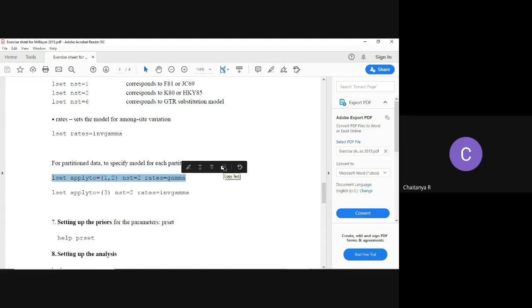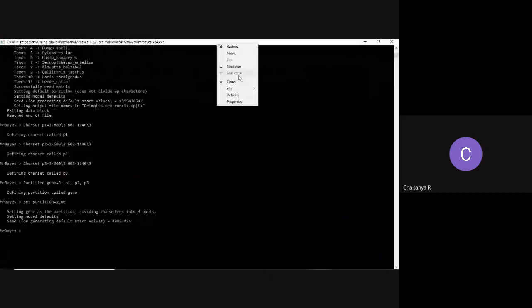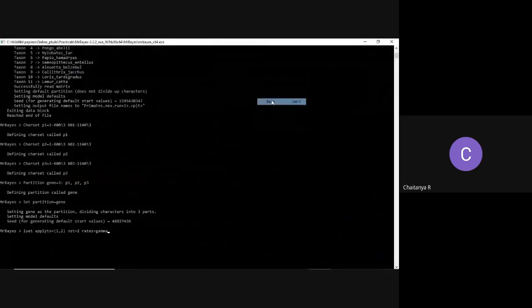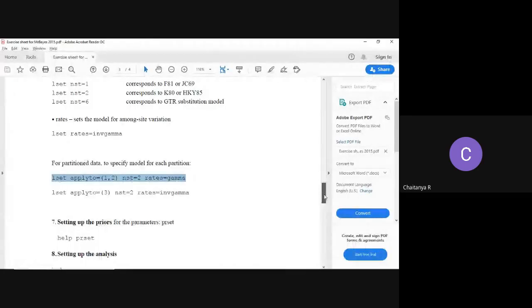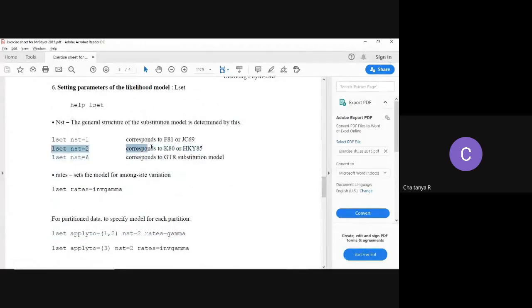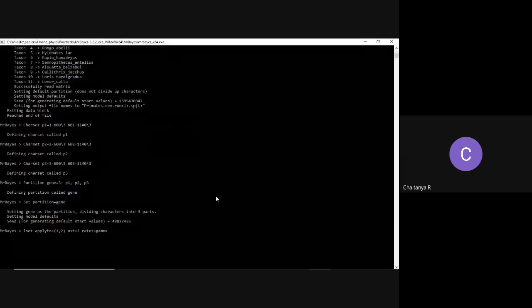So lset applyto 1, 2, nst is equal to 2, rates is equal to gamma. Okay, I'm going to come back to this. Paste. So this is the command. So essentially what we're saying is, for partitions P1 and P2, we are applying nst equals 2 and rates is equal to gamma, right? Now, what does nst equal to 2 mean, right? So nst equal to 2 means it's either the K80 model or the HKY85 model, right? So we are basically assigning K80 or HKY85 to partitions 1 and 2.